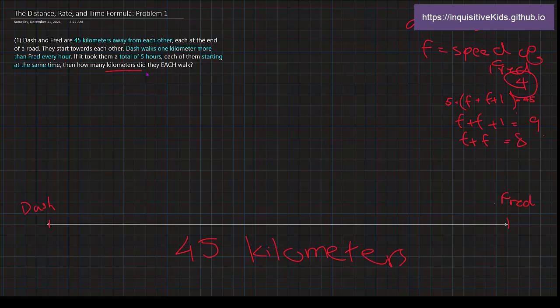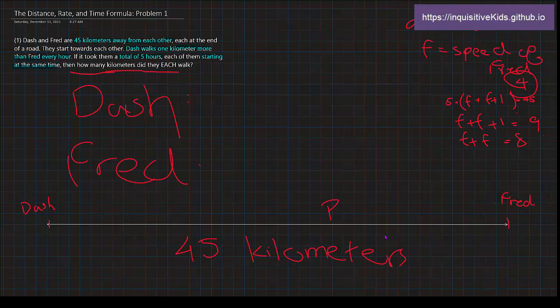Because the question was, how many kilometers did they each walk? So it's not asking for the speed, it's asking for how many kilometers they each walked. So I'm going to set this up right now. Dash and Fred. So how many kilometers Dash walked and how many kilometers Fred walked. And they're going to meet right about there for a visual.